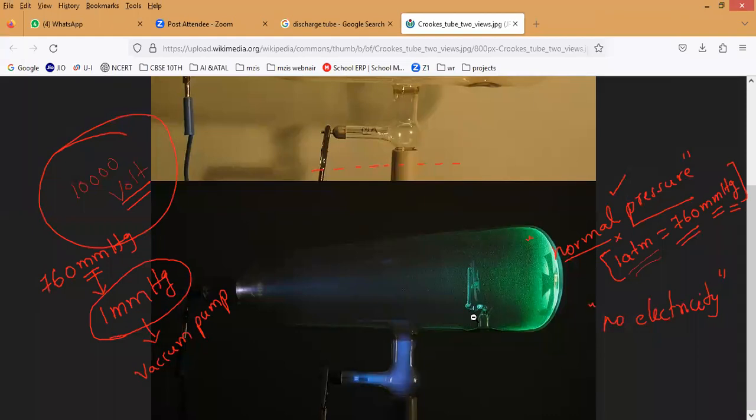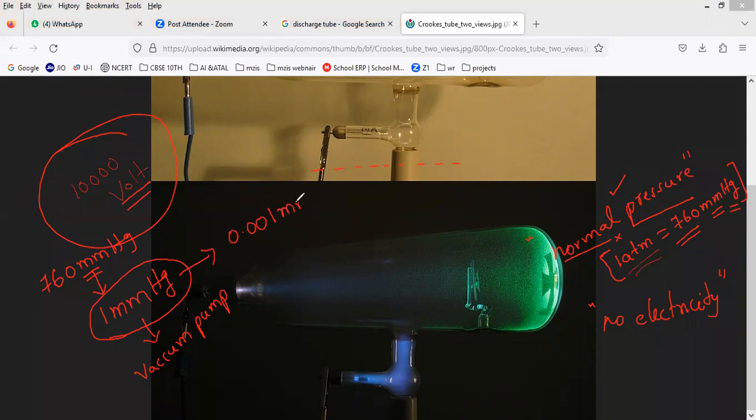Now, if I reduce the pressure even further, he reduced the pressure from 1 mmHg to 0.001 mm of Hg. What do you mean by mm of Hg? Millimeter of mercury. Hg means mercury, please remember. Then the wall opposite to the cathode started glowing with a faint greenish light. This is the cathode and this is the anode. That faint greenish light we call fluorescence.